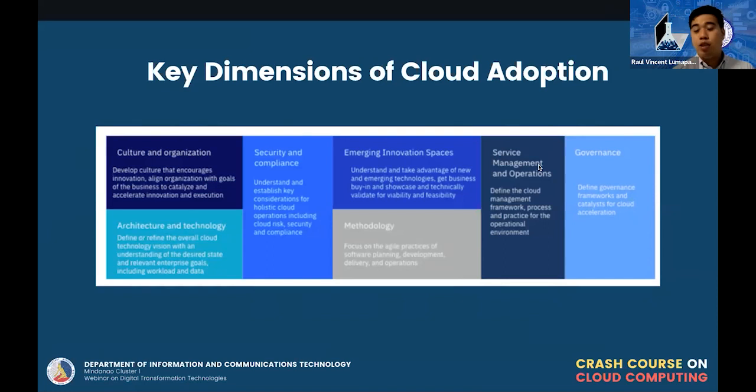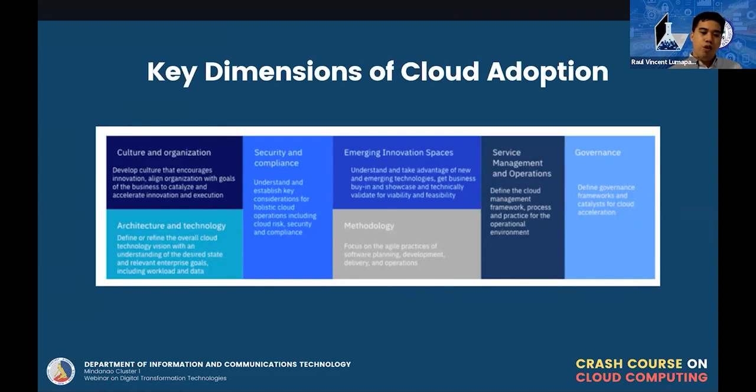But it's good that you are attending these emerging technologies sessions, tomorrow's session and Thursday's session and Friday's podcast as well. Okay, so next, security and compliance. Understand and establish key considerations for holistic cloud operations, including cloud risk, security, and compliance. As I've said, there is no fully or absolutely secured system. You need to understand that there are vulnerabilities everywhere, and you need to consider those vulnerabilities.